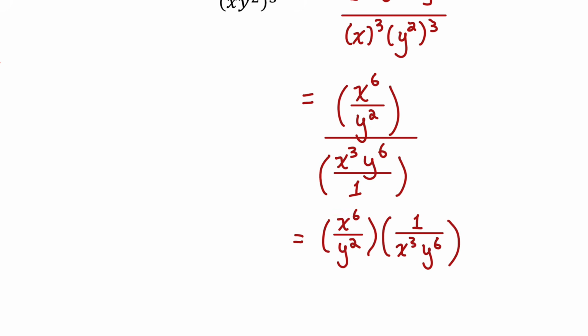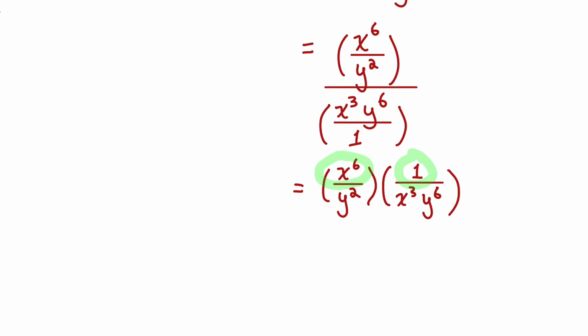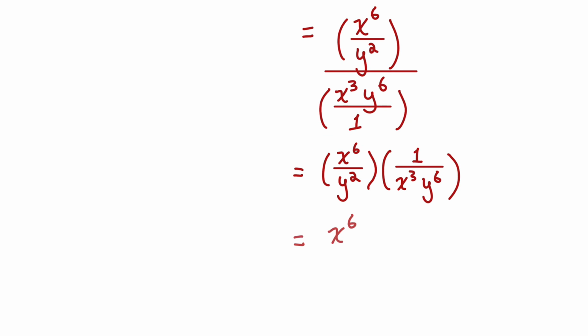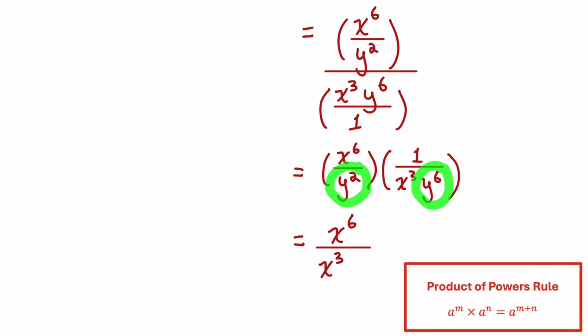When multiplying these fractions, the product of the numerators, x to the power of 6 times 1, is just x to the power of 6. And then in the denominator, I have an x cubed, and then 2 powers of y are being multiplied together. When multiplying powers with the same base, you keep that same base of y, but then add their exponents, 2 plus 6, which will give me y to the power of 8.